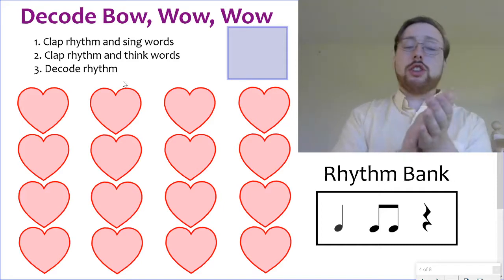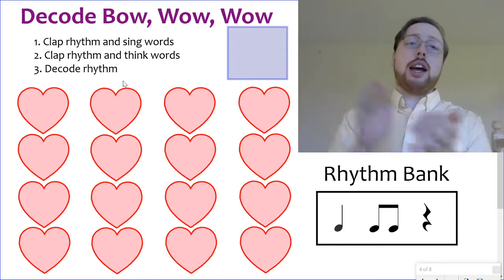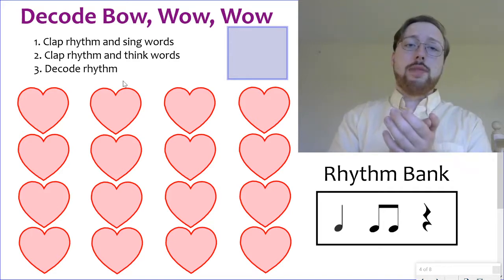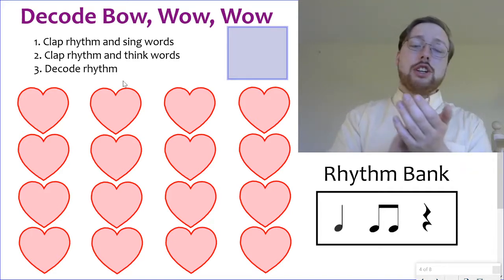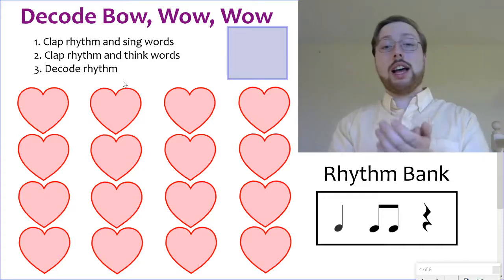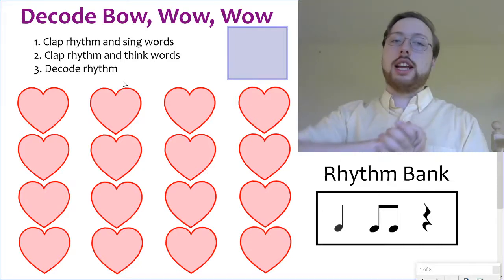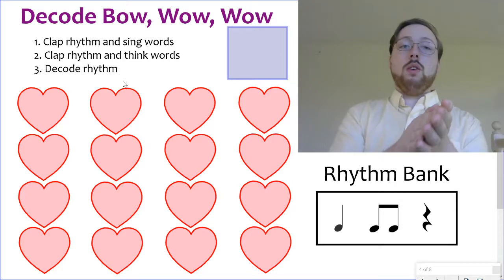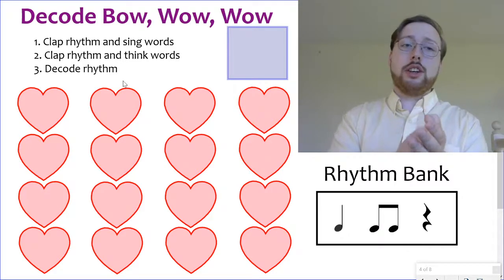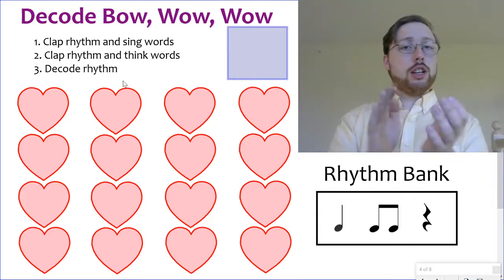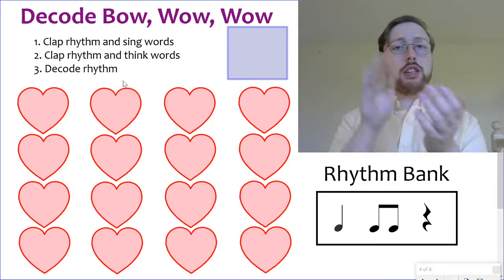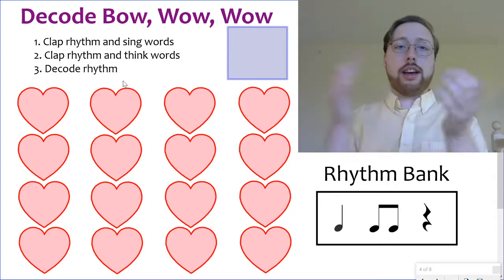Ready? 1, 2, ready, go. Bow, wow, wow. Whose dog art thou? Little Tommy Tucker's dog. Bow, wow, wow. Let's try it again. Let's go a little bit slower. 1, 2, ready, go. Bow, wow, wow. Whose dog art thou? Little Tommy Tucker's dog. Bow, wow, wow.